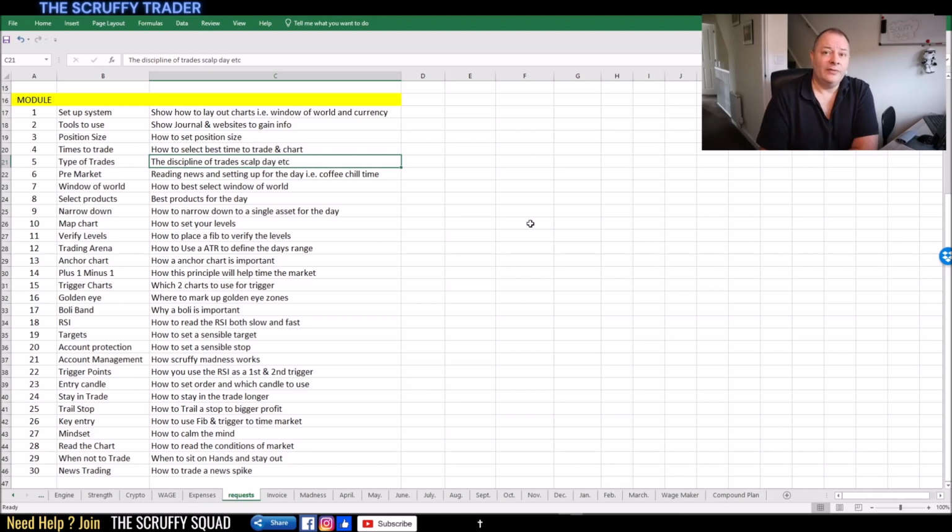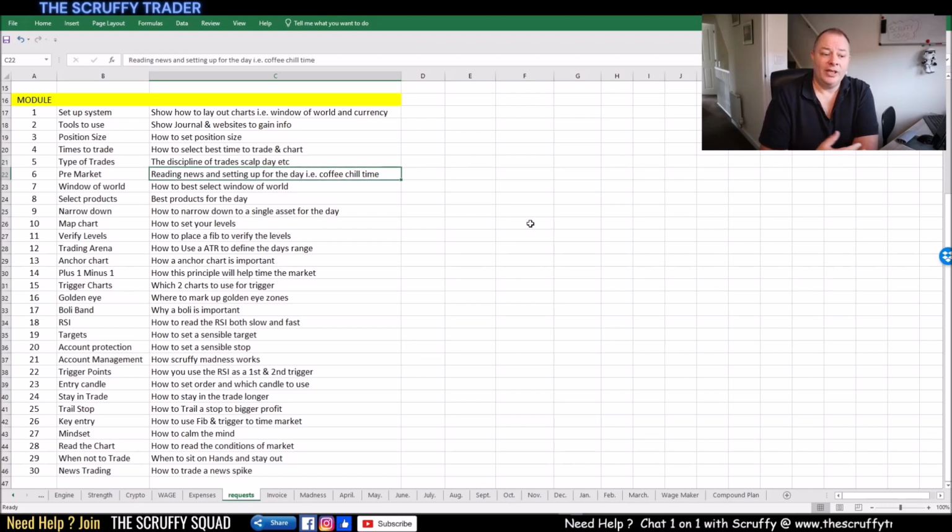Then we're going to go through the different types of trading, the disciplines of trading, because there are four primary disciplines. In this one, we will go through them, explain what they are, why they're there, and then you can make a choice as to what type of trader you're going to be.